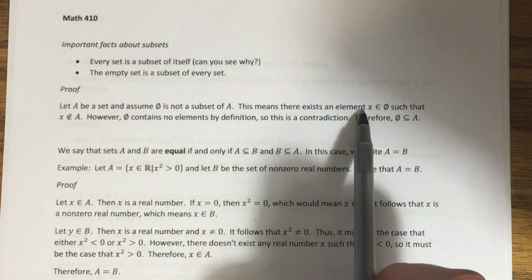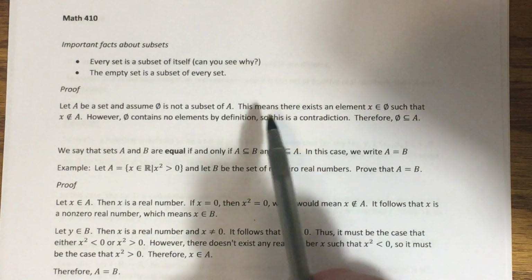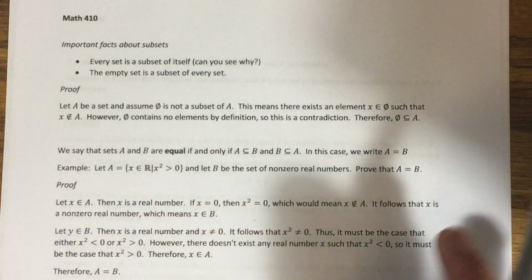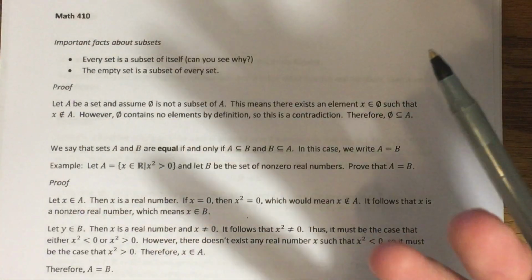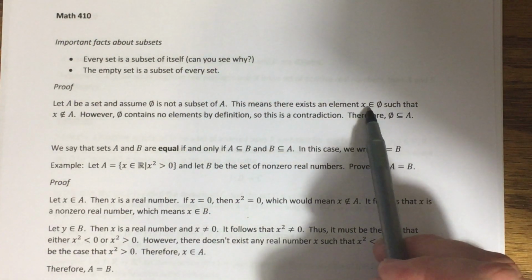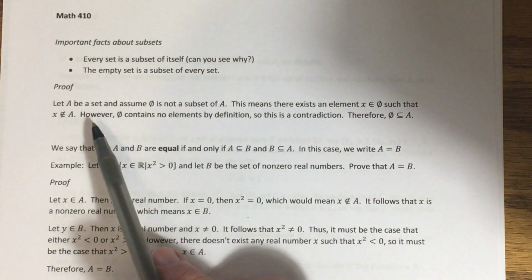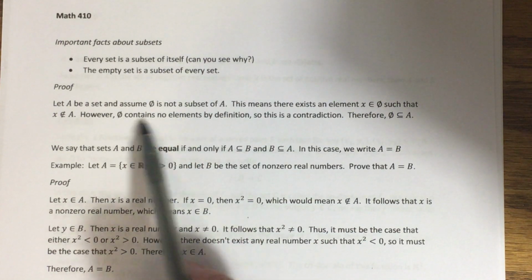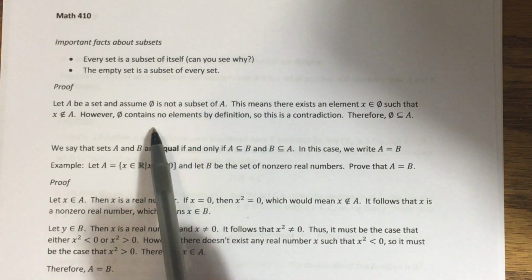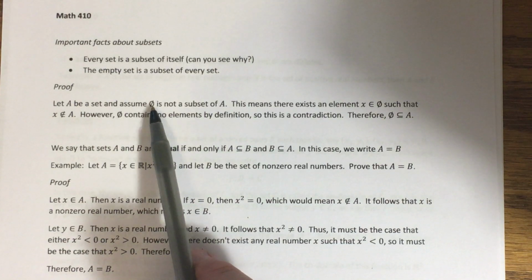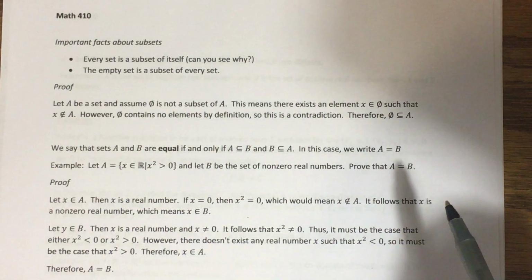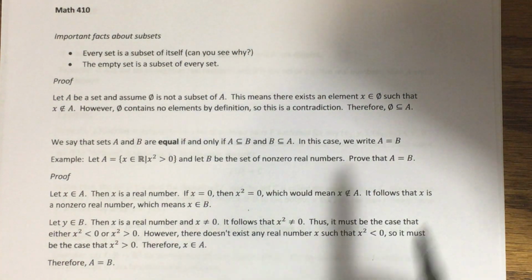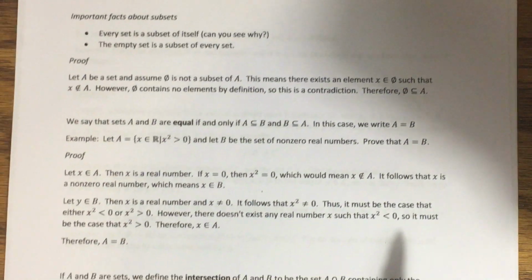However, that assumption right away is a contradiction, because that assumption implies that there's something in the empty set to begin with. And by definition, the empty set is empty. It has no elements. So this is not even possible. What that shows is that this assumption that the empty set is not a subset of A leads to a contradiction, meaning that assumption had to have been false. Therefore, the empty set is a subset of A. Okay? That's an important property of the empty set. It's a subset of everything.